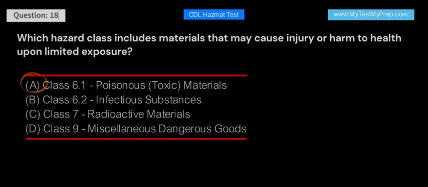Answer A. Class 6.1 Poisonous, toxic materials include substances that may cause injury or harm to health upon limited exposure. Class 6.2 includes infectious substances, Class 7 includes radioactive materials, and Class 9 includes miscellaneous dangerous goods.